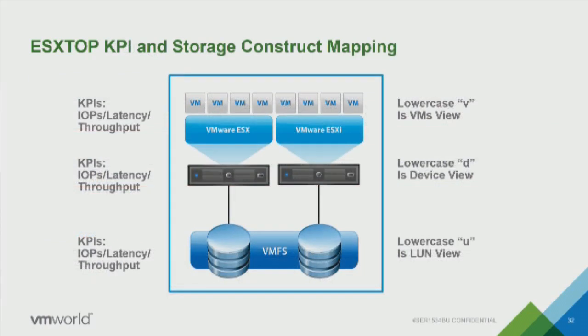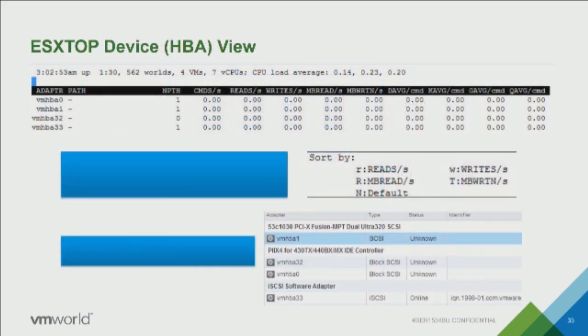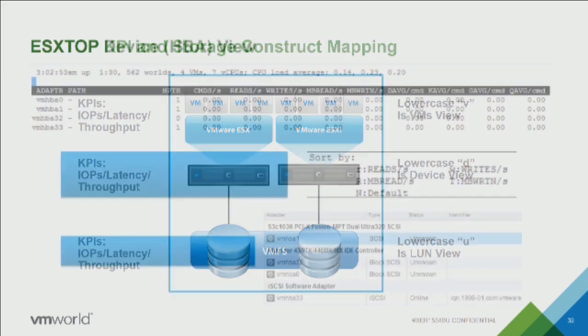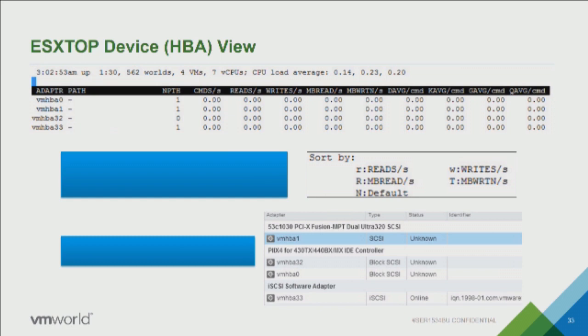So here's just a nice picture showing what my V is showing, again the virtual machines, D showing from my storage array, and then U showing from that LUN view. Whoops, sorry. Let me go back. There you go. All right, good? Go ahead and continue. If you guys need pictures, we'll get them at the end because we're running short on time.